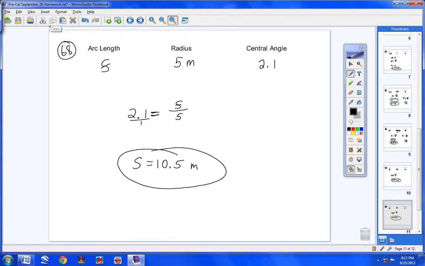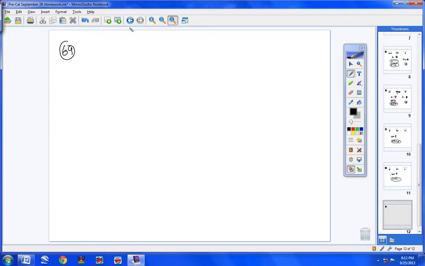10.5 meters. And now, last but not least, they've thrown a good old curveball at you here, number 69. Through how many radians does the minute hand rotate from 12:40 to 1:30? Now, you aeronautical engineers, this will be a good problem for you guys. Let's see if you can figure this out.